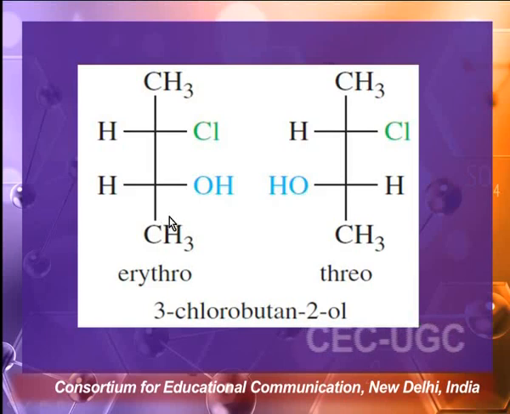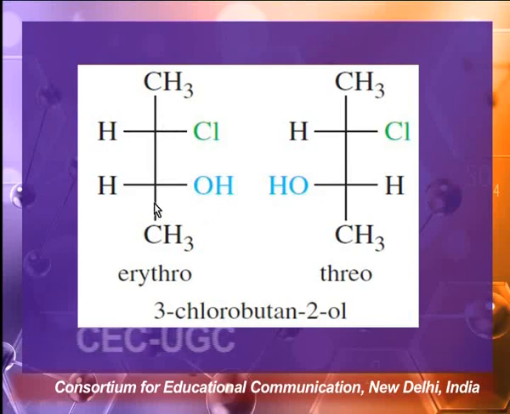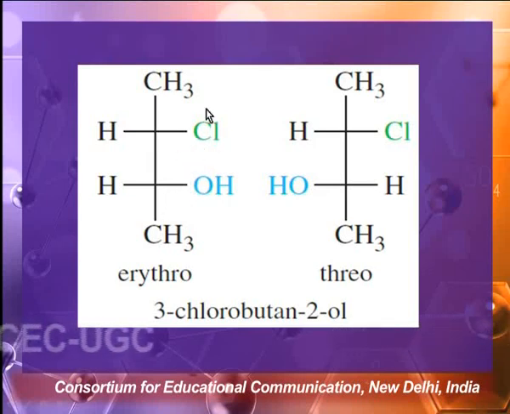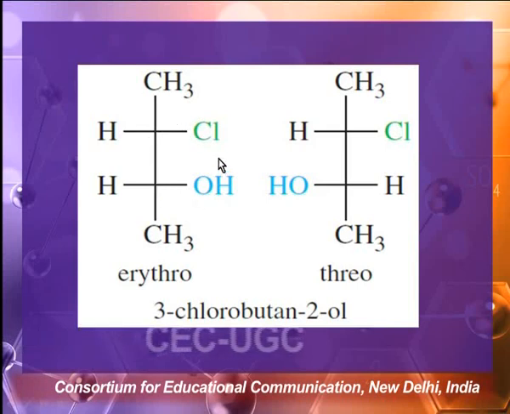The next structure is that of 3-chlorobutan-2-ol. That is, we are numbering it from down here. This would be 2-chloro. Sorry, this would be when we do the naming according to the IUPAC name. Please remember, the groups are the same, and the OH group being the principal group will get the lower number.